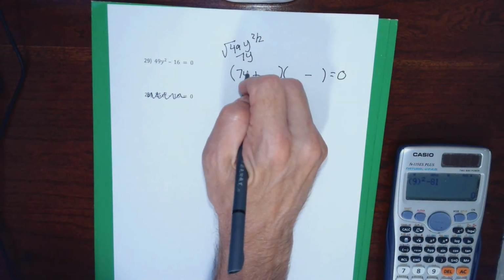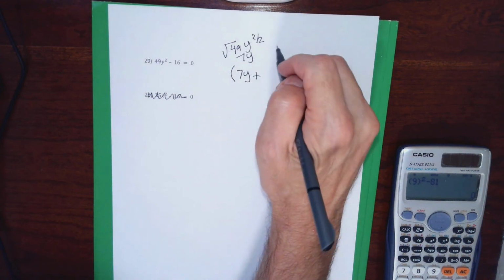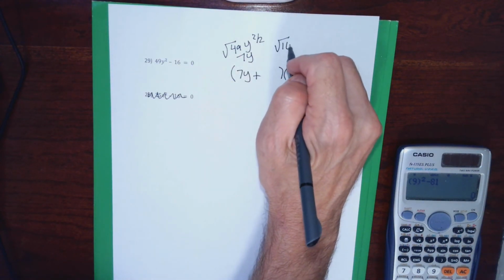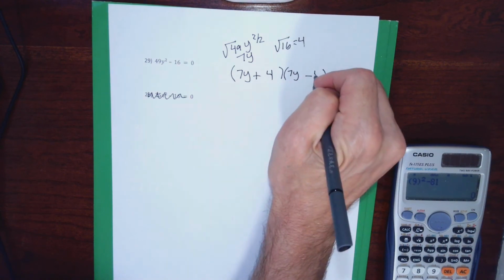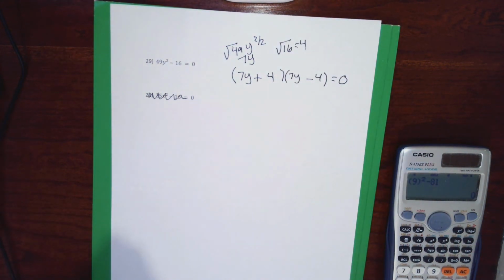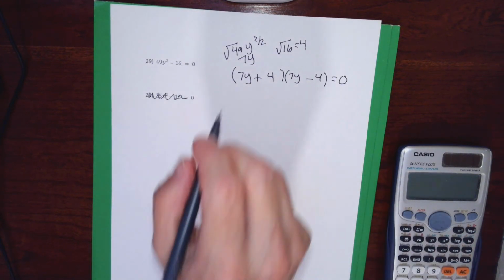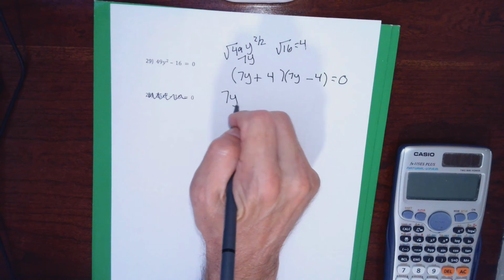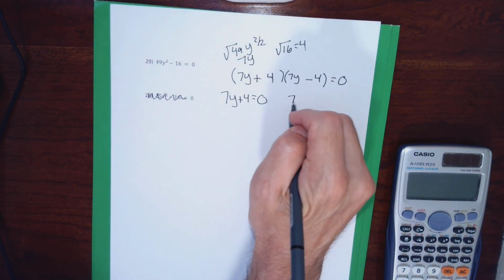So before my signs, I'm going to put a couple 7y's. After my signs, I'm going to figure out what happens when you square root 16 and put that in both parentheses after my signs. So 49y squared minus 16 factors into 7y plus 4, 7y minus 4. So now I'm going to set the contents of the parentheses equal to 0.